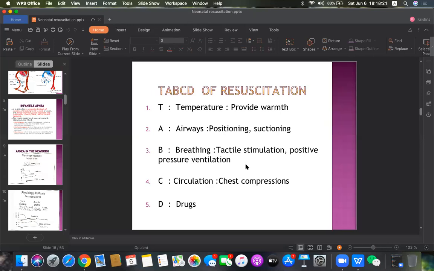Fourth one is circulation. If the baby's heart rate is very low, less than 60, then you start chest compression. More than 60, you don't need to start chest compression. Only bagging or giving good oxygen would help. And last, D is for drugs. Many of the students already told what those drugs are. So this is the rule of resuscitation. Always start with T, A, B, C, D. Start with T and go towards D.